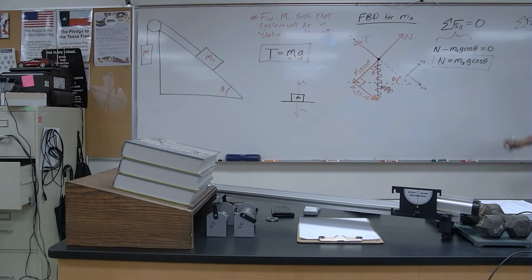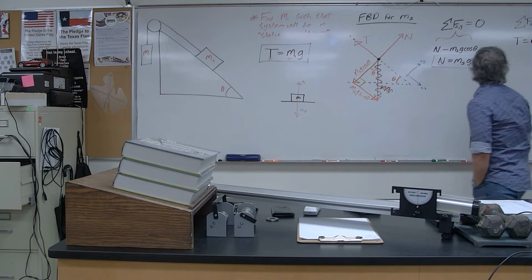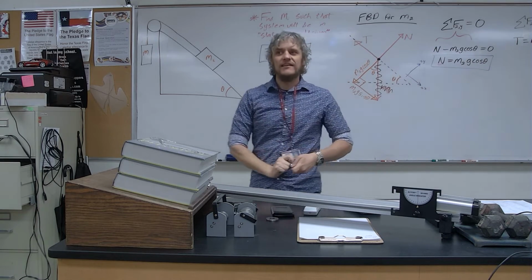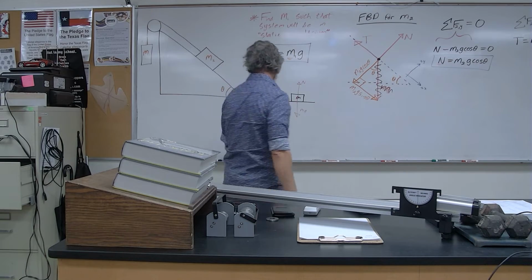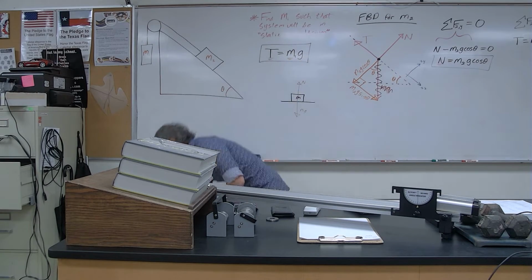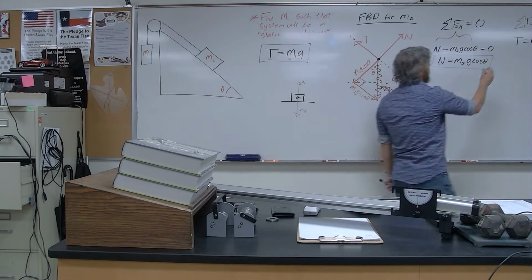T minus M2G. Let's just look at the free body diagram. You're right. But I can look at the free body diagram and say what equation? T equals M2G sine theta. T equals M2G sine theta. Let's go. Oh my gosh. That is very easy as long as you've drawn your free body diagram, right? That is actually not a very difficult thing to do at all.